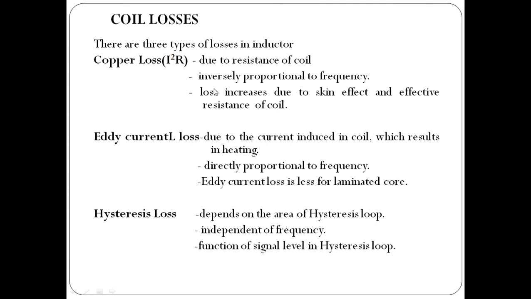Next we are going to see the three types of losses present in our inductor. The types of losses introduced by the inductor present in the tuned circuits are copper losses, eddy current loss, and the third one is called hysteresis loss. The copper loss occurs due to the resistance of the coil, and the loss is inversely proportional to the frequency, and this loss increases due to skin effect and the effective resistance of the coil.